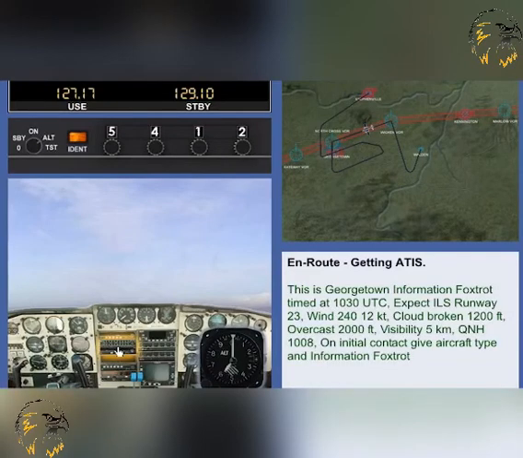This is Georgetown information, Foxtrot, timed at 1030 UTC. Expect ILS runway 23, wind 240, 12 knots. Cloud broken, 1,200 feet. Overcast, 2,000 feet. Visibility, 5 kilometers. QNH 1008. On initial contact, give aircraft type and information Foxtrot.